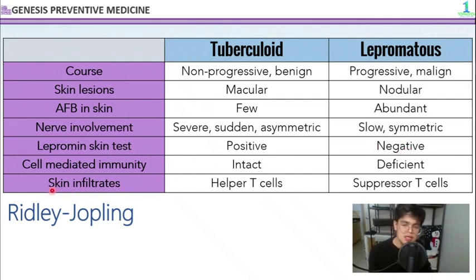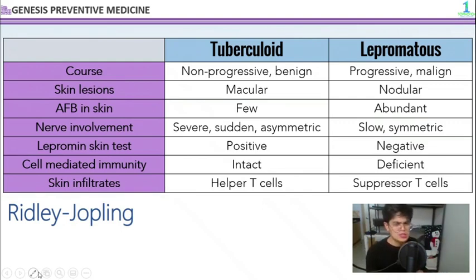Finally, the skin infiltrates in addition to the AFB in the tuberculoid leprosy will include helper T cells. So helper T cells means there is a more active immune process going on, an active response to the infection, whereas in the lepromatous version, the skin infiltrates are suppressor T cells already. Okay, so again, it's a spectrum, extremes of tuberculoid and lepromatous, but because there are actually 5 subtypes, there's just some differences, some overlap between all 5.